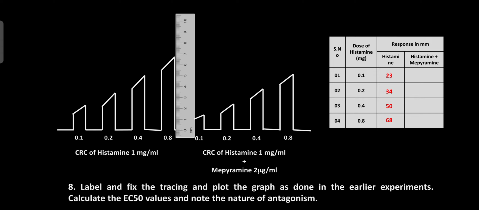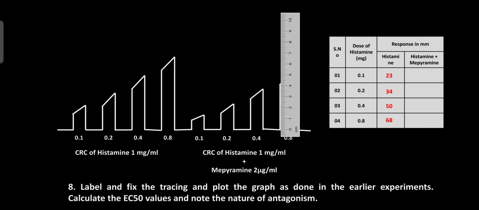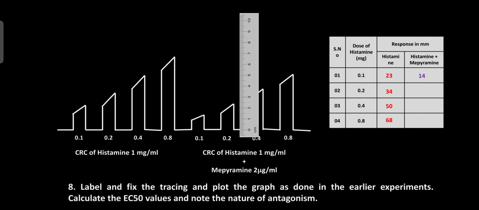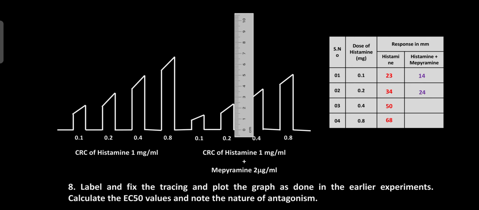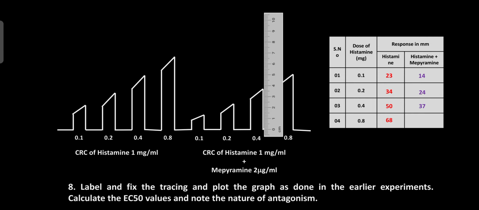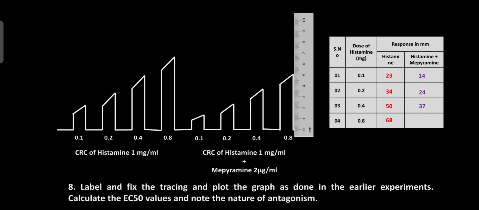And further, you can calculate the responses of histamine in the presence of mepyramine. That was already recorded. The response to 0.1 ml histamine solution in the presence of mepyramine is only 14 mm. Similarly, the 0.2 ml response is 24 mm, the 0.4 ml response is 37 mm, and the 0.8 ml response is 50 mm.